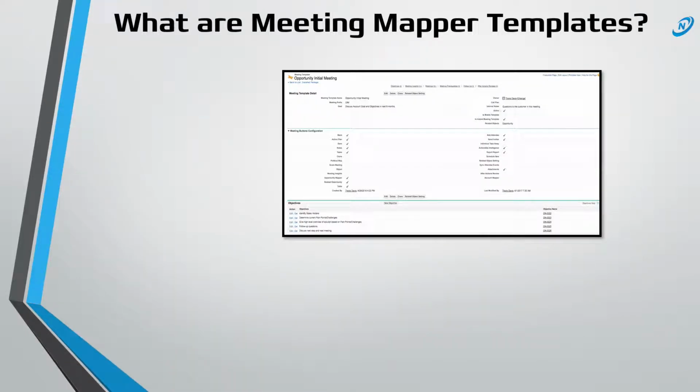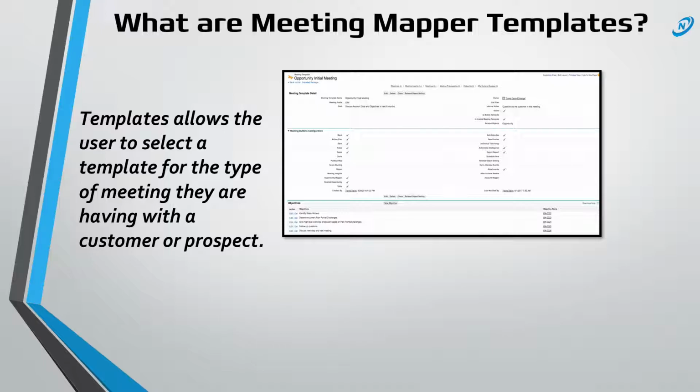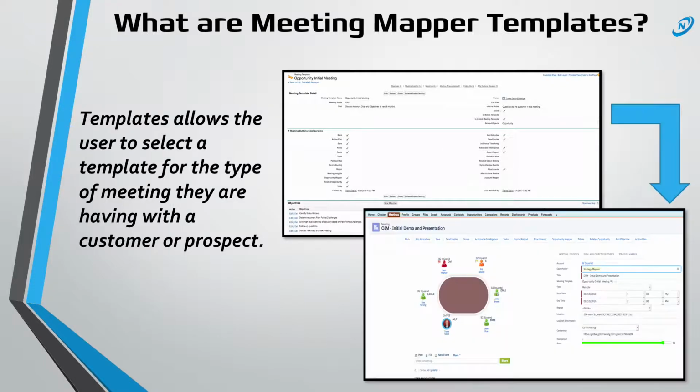So what are Meeting Mapper templates? Templates allow the user to select a template for the type of meeting they are having with a customer or prospect. Meaning, if I'm having a meeting with a lead, it's different than if I'm having a meeting with a customer, because I'm trying to gather different information. I'm trying to maybe see if this prospect can become an account or an opportunity. So that's really what these templates allow you to do, is have different types of meetings and different types of scenarios and different types of customers, different types of regions and such.